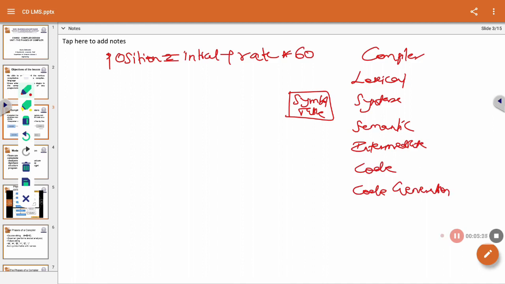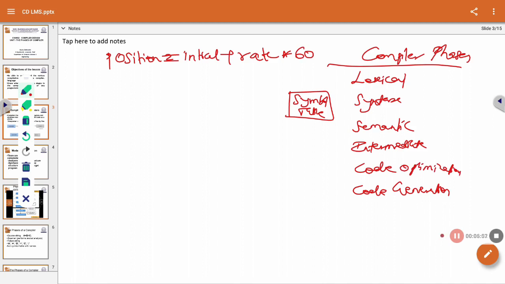Because the compiler is a huge program, we cannot write all the program in a set of 1000 lines or so in a single task or a single function. So in this case, the compiler is divided into various phases: lexical analyzer, syntax analyzer, semantic analyzer, intermediate code generation, code optimization, and code generation.